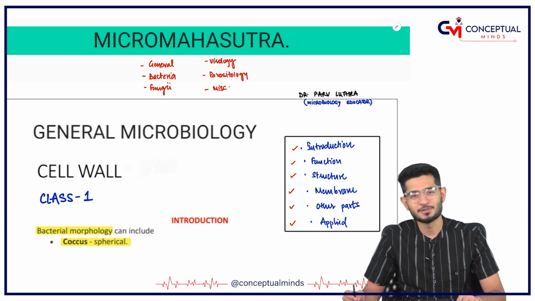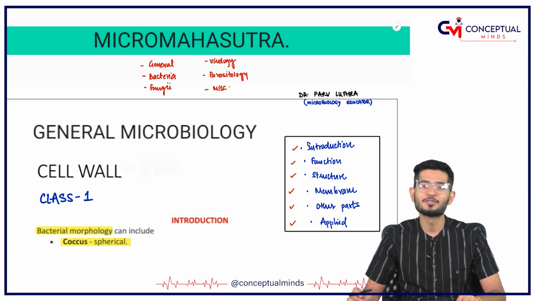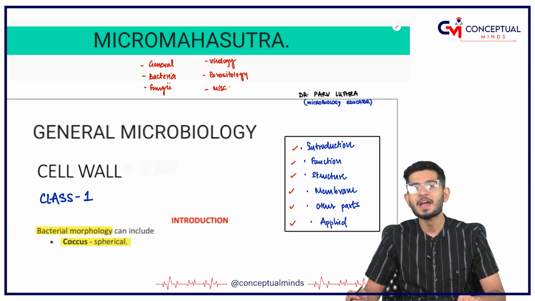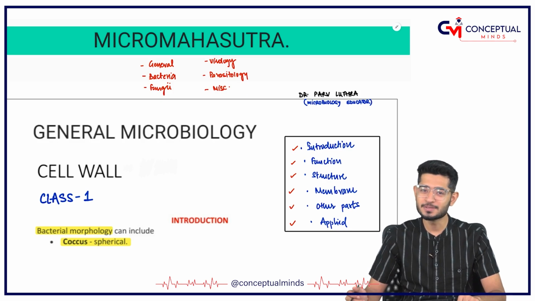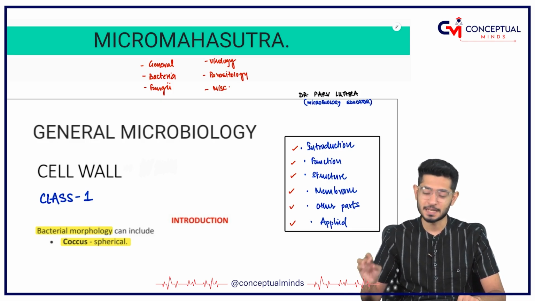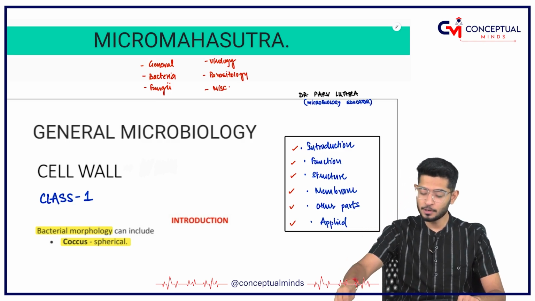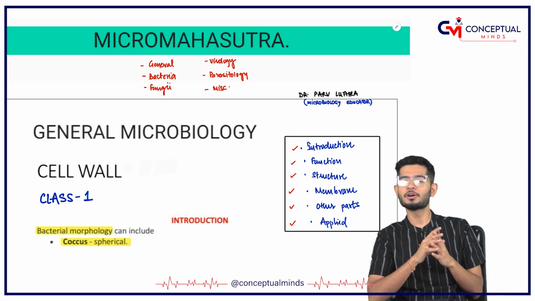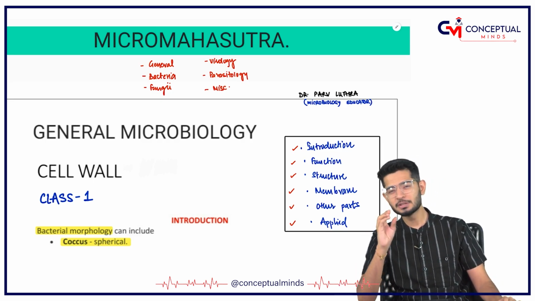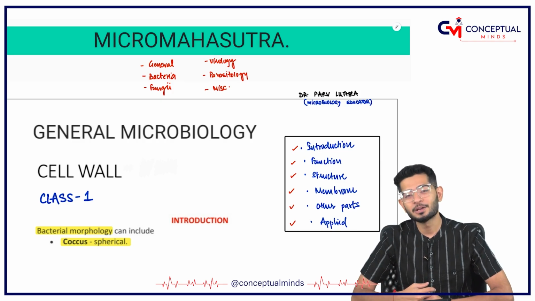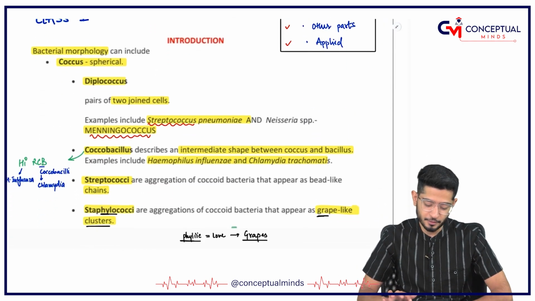Let's quickly start with the general microbiology. In general microbiology, we'll try to sum up in 11 classes. This is class 1 and we are going to discuss the cell wall. Mind you, bacteria have a beautiful cell wall, and in order to study the cell wall, we will use these headings. First of all, we'll do the introduction. Next is the function of the cell wall, then the structure of the cell wall, then the cell membrane. We'll talk a little about the cell membrane also. Then we'll discuss some associated parts, and in the end, I'll teach you about the applied microbiological aspects for the cell wall.